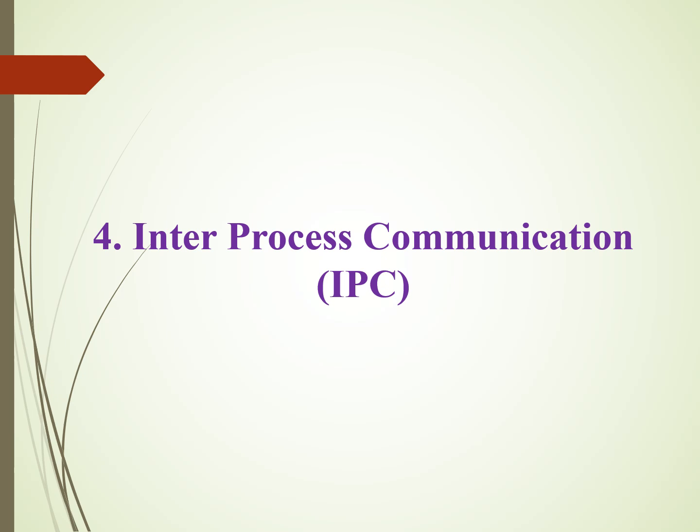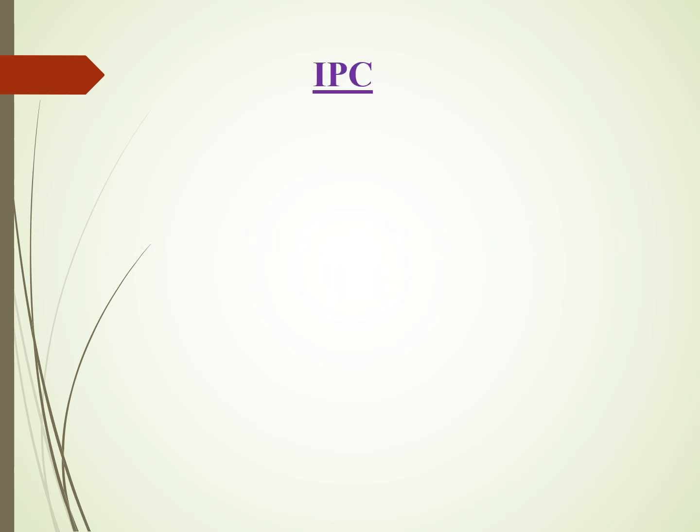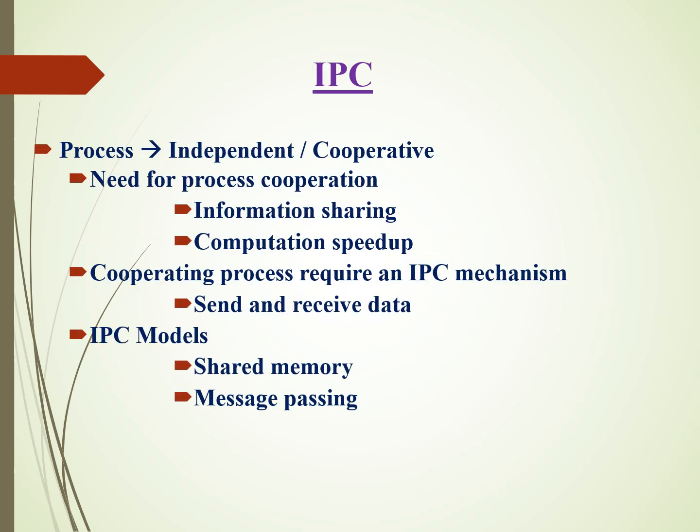So when the process comes as a cooperative process, we have to enable some synchronization between the processes. That is called inter-process communication. How we are enabling the communication between the processes, that is called inter-process communication. In inter-process communication, we can enable it in two different ways. One is we can go with a shared memory system. Another one is we can go with a message passing system.